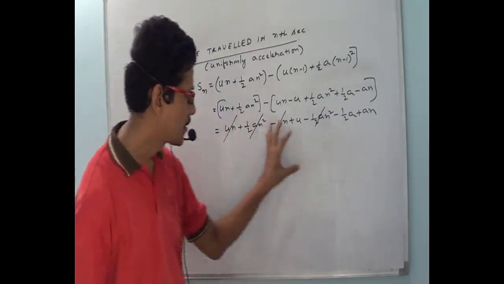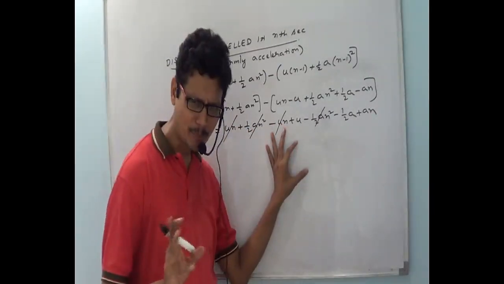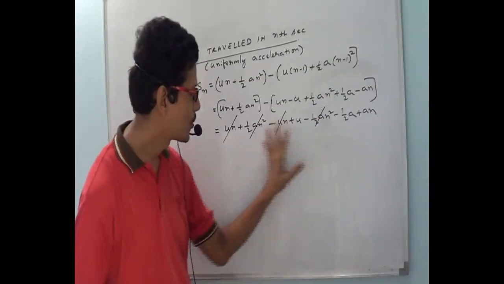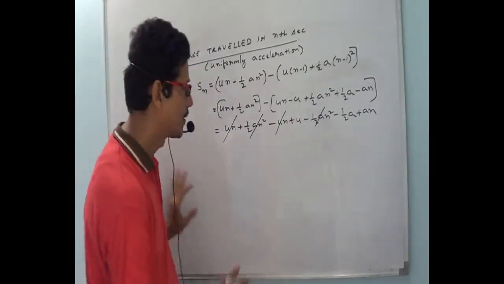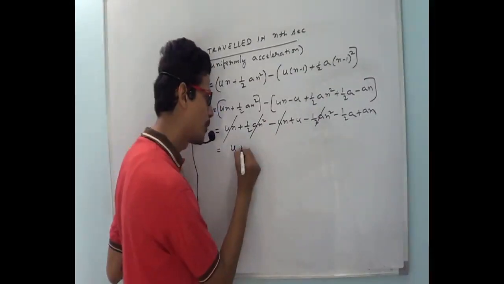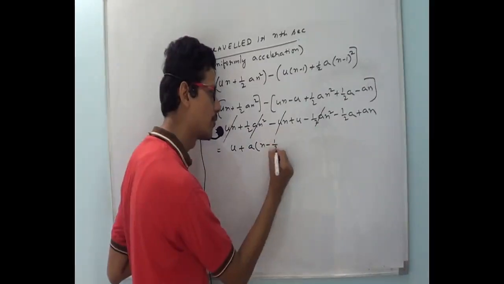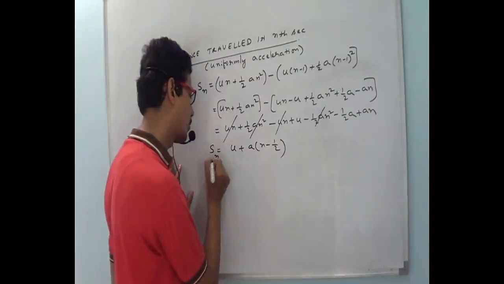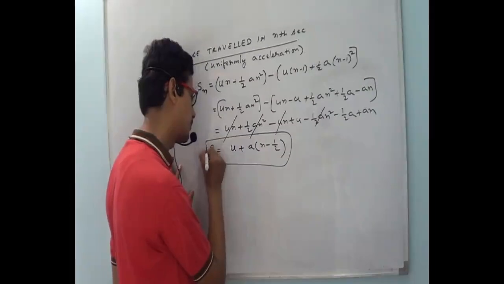So these two are getting cancelled. That's why I remembered particle, antiparticle. And these two are also cancelled. And the final answer is u plus a into (n minus half). Note this down. You have to remember this as a formula.